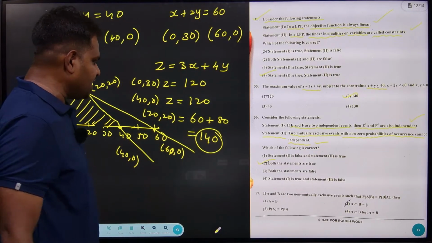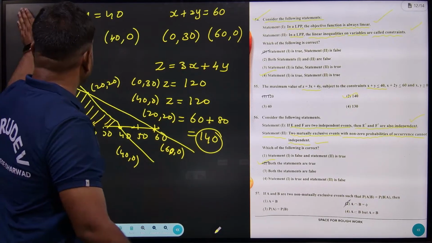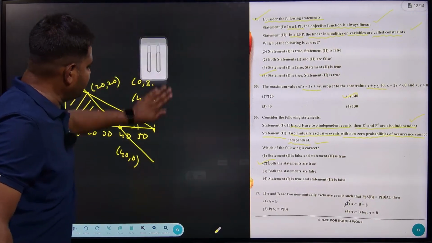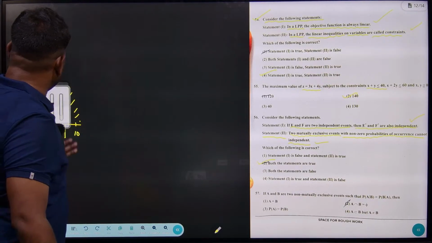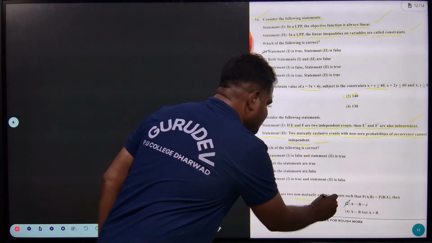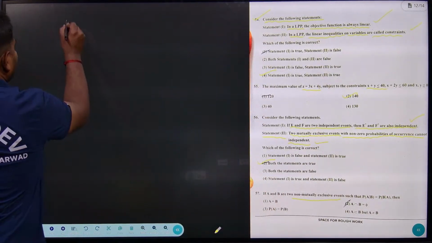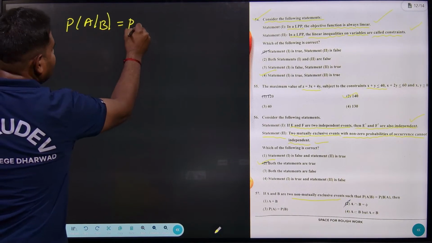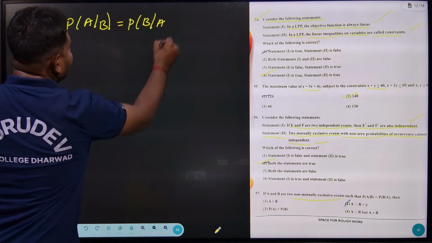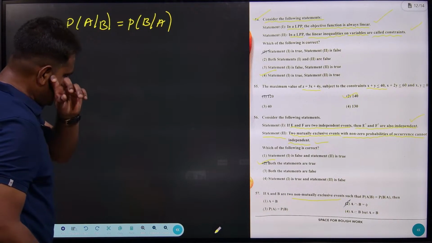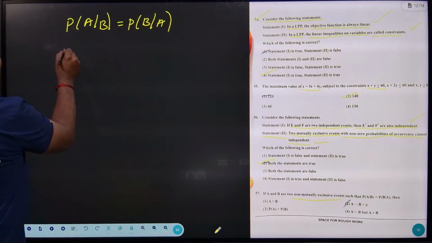Now, let us look at the next question, that is question number 57, students. So what is question number 57? If A and B are two non-mutually exclusive events such that the probability of A given B equals the probability of B given A, then which of the following options are true? Now observe here, this can be written as probability.